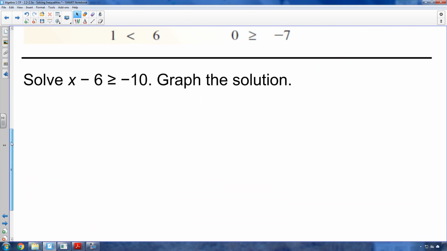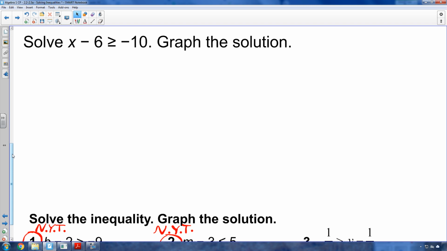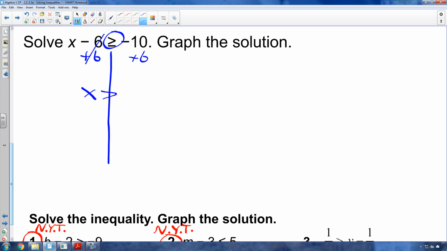How about this one? Let's just try to solve this inequality. You have this subtract 6, so you can add 6 to both sides of the inequality. Make sure it's both sides. Treat this like an equal sign. And now you have x, and you keep the symbol the same way, is greater than or equal to negative 4.